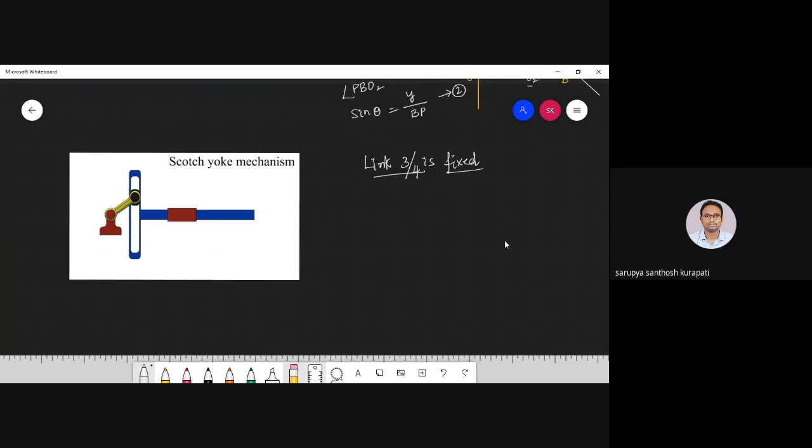It's like a power hacksaw. I don't know how many of you have seen this power hacksaw. This is nothing but the Scotch-Yoke mechanism.